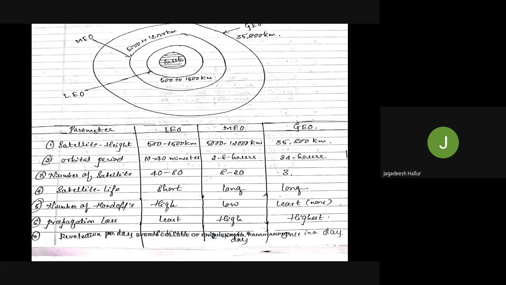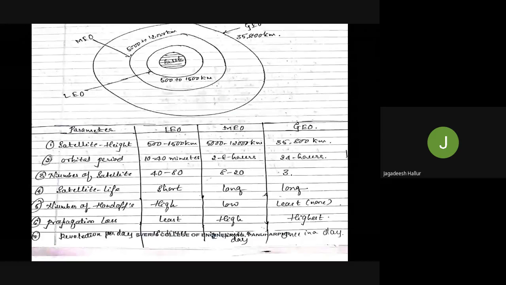Number of handoffs, whatever handoff you take nowadays to change the location. In low Earth orbit, that is very high. In medium Earth orbit, that is low. Geostationary Earth orbit, that is least. It is not going to take any handovers. Only handover functions will be going on in low Earth orbit. Most of the communication nowadays, that is GPS communication, is going on only because of low Earth orbit. Number of handoffs, that is high, low, and least.